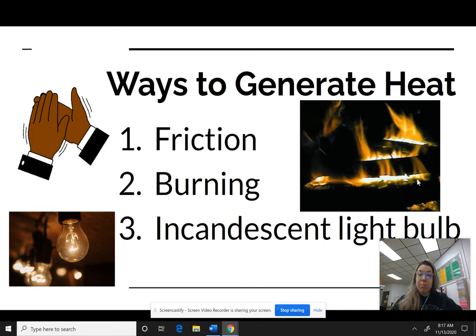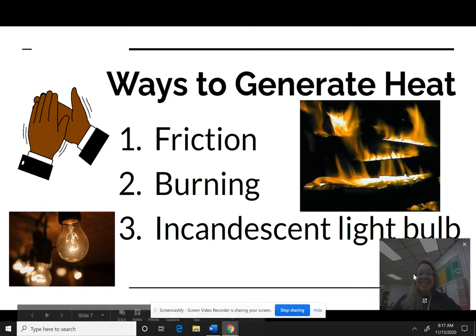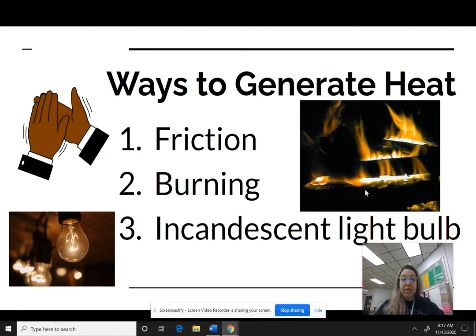The second type is burning. So as you can see, this really cool GIF of fire, obviously. And then the last way is incandescent light bulbs.